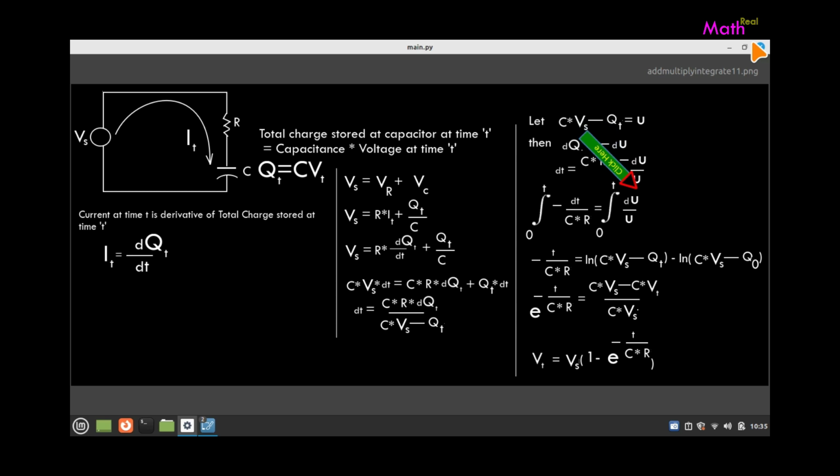If I integrate, then further we come to this, and finally the voltage at any time t equals Vs, that is fixed, times 1 minus exponential of minus t by C R. If I place t at any second, with C and R constant and Vs constant, I can find Vt, which is the theoretical Vt.